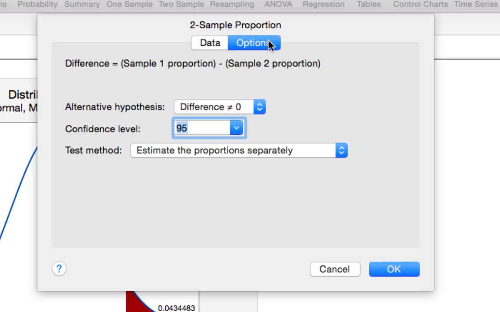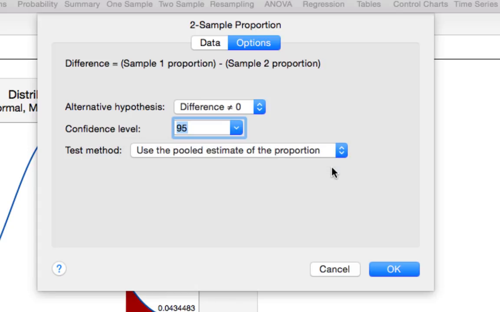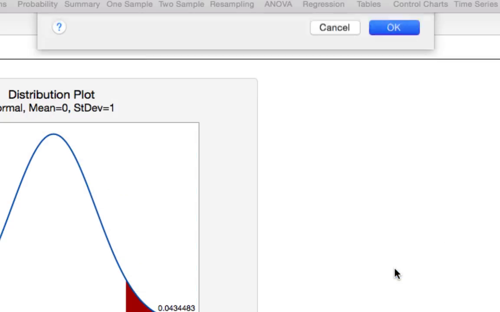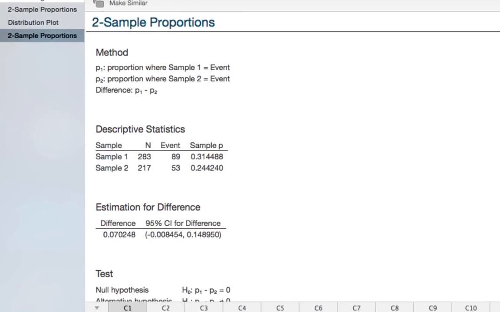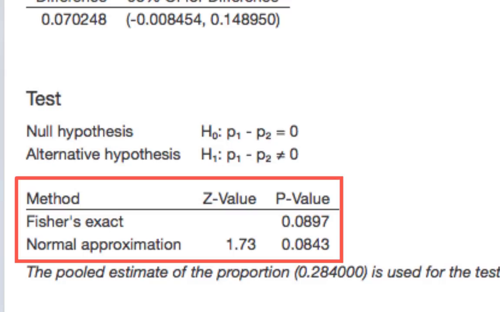Under options, the default is a two-tailed alternative hypothesis, which is what we have here. For the test method, we will need to change this. For hypothesis testing, we use the pooled estimate of the proportion. This is because we want to construct that sampling distribution given that the null hypothesis is true, and the null hypothesis says that the two population proportions are equal. We'll have to scroll down and we'll get our z-test statistic and p-value.